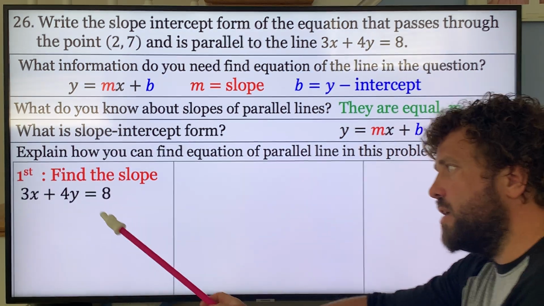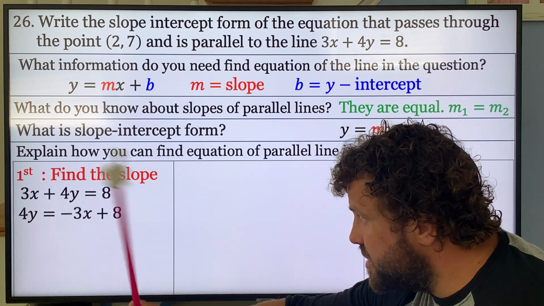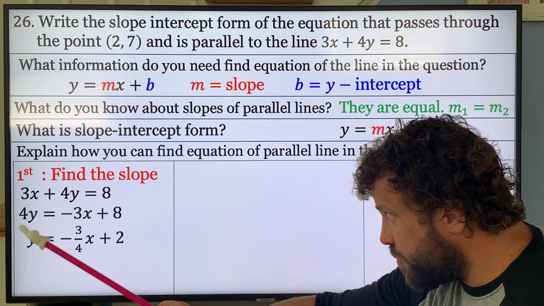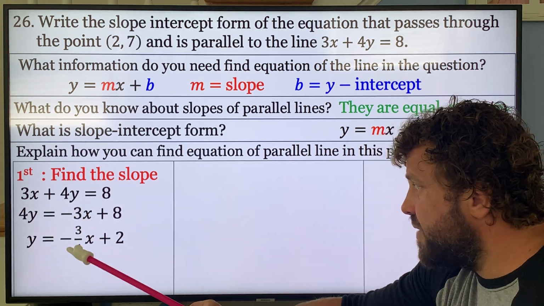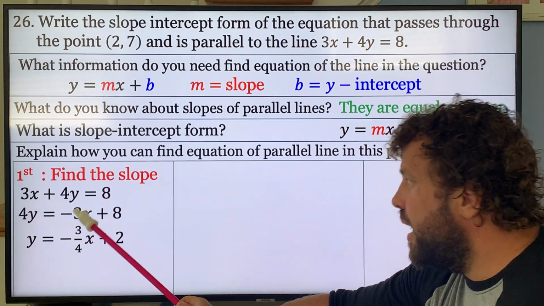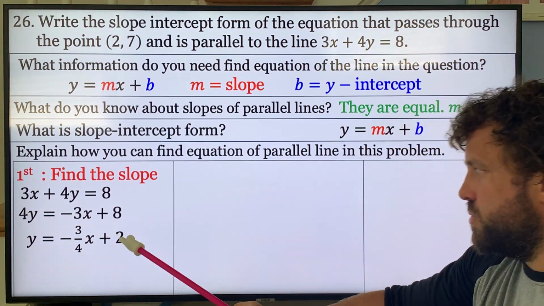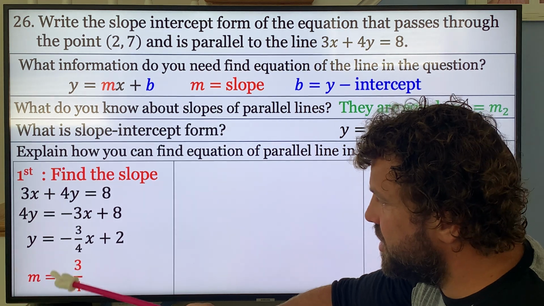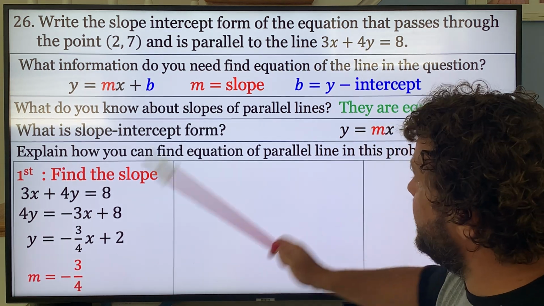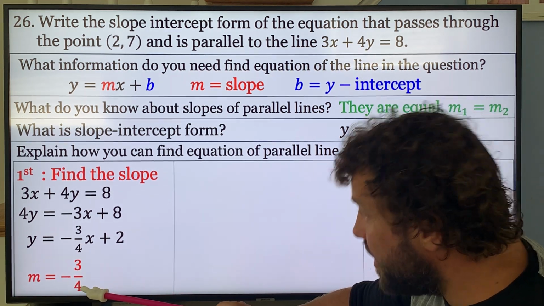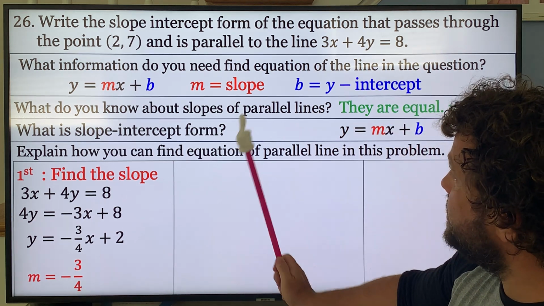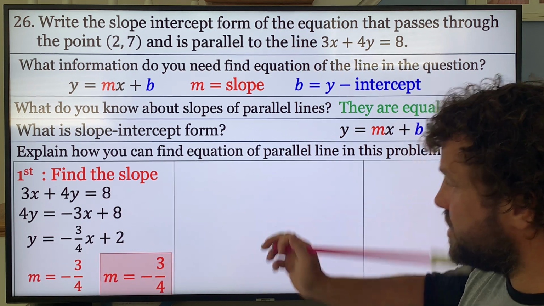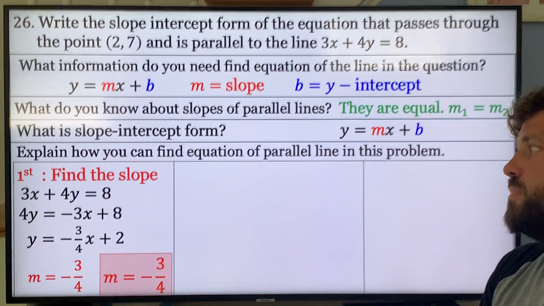So if we get y by itself, subtract 3x from both sides. 4y equals negative 3x plus 8. Divide both sides by 4. You get y equals negative 3x divided by 4, which is negative 3 over 4x, and then 8 divided by 4 is 2. We only care about the slope here, and the slope is the number that's next to the x. So the slope of this equation is negative 3/4. Therefore, the equation of our new line, which is parallel, has the same slope, so it's also negative 3/4.